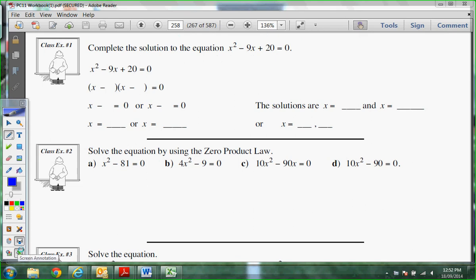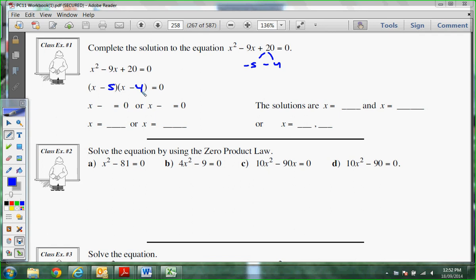Complete the solution of the equation for x squared minus 9x plus 20. So first off, let's just stay with our basics. What's our method of factoring this? What's it called? Inspection, right? Our a is 1, so we're doing inspection. Factors of 20 that add up to negative 9. Negative 5, negative 4. Good. So minus 5, minus 4.